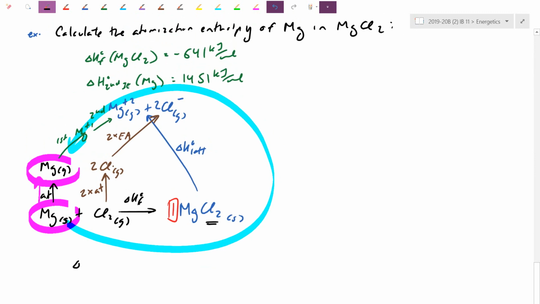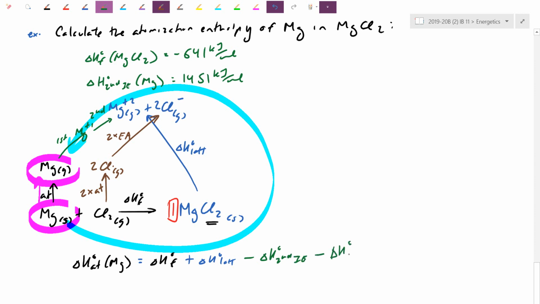Hopefully I have all the numbers I need. If you want the atomization of magnesium, if you want to start here and end here, I want you to follow the formation arrow. This time you're going to just take the formation arrow as is, so don't flip the sign. You're going to follow the lattice enthalpy arrow. That takes you from the lattice to the gaseous ions. You're going to undo the ionizations. So you're going to undo minus the second ionization for magnesium, minus the first ionization for magnesium.